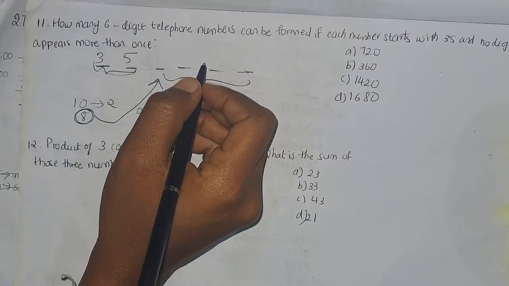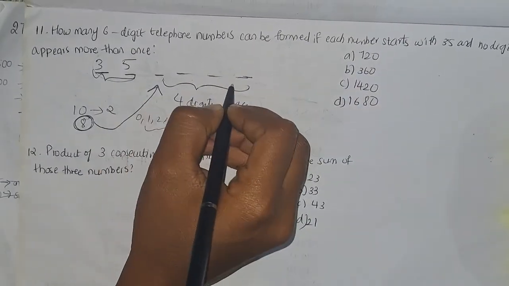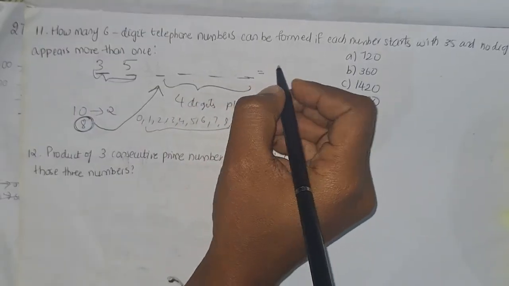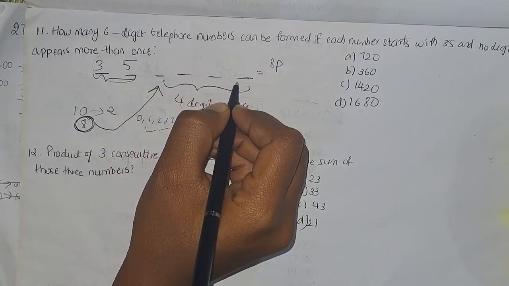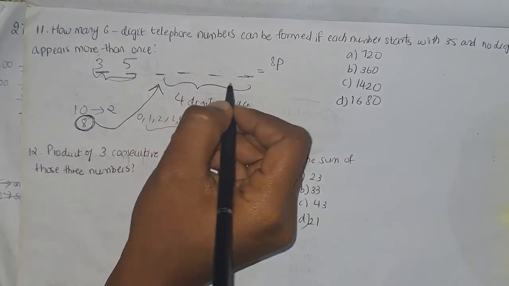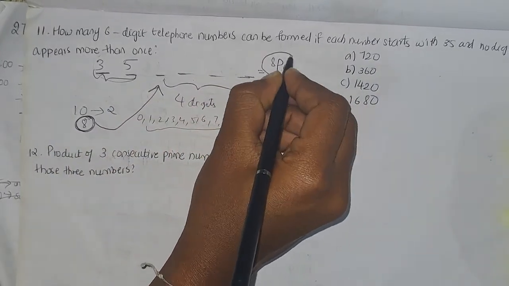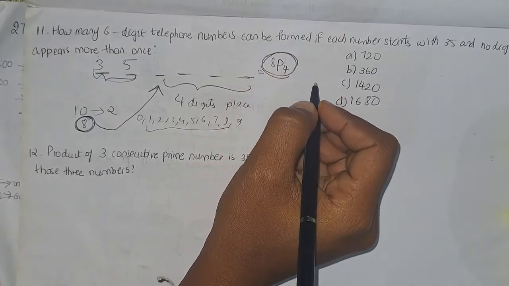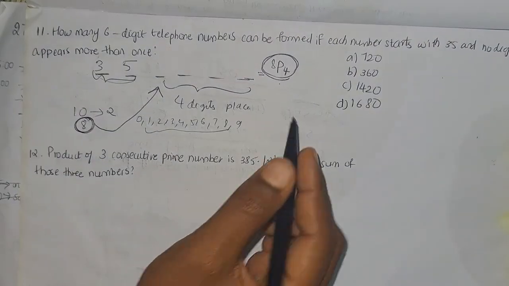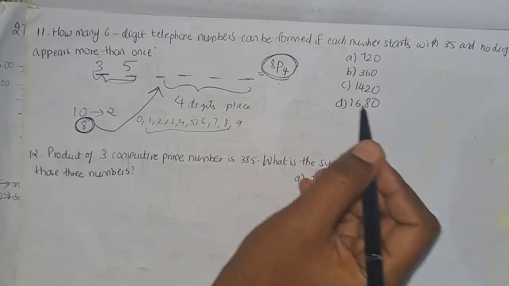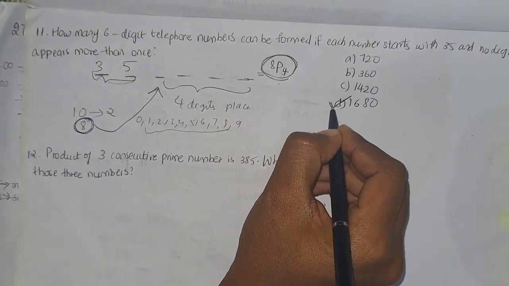So what is the formula for that? In how many ways can we fill the 4 places with 8 numbers? So 8P4 is your answer. So what is 8P4? Let me find out. Here 8P4 is nothing but 1680. So this is your answer.